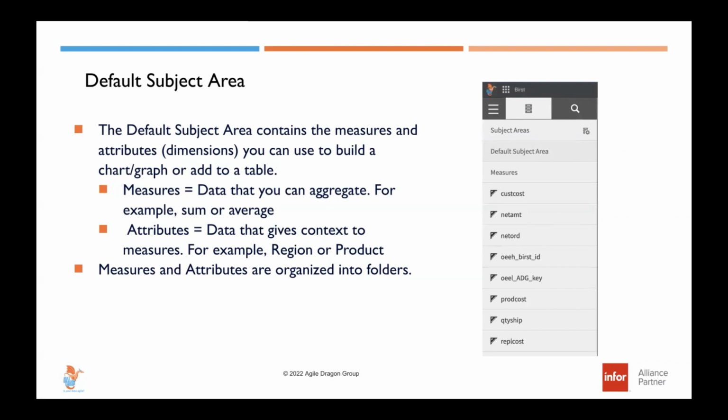Measures are data that are in your Birst space that you can use to perform aggregation, for example, a sum or an average or a max value. Attributes are data that gives context to measures, for example, region or product. In an example where you would want to see the total value of sales broken out by region, the value of sales would be your measure, and the region would be your attribute. Measures and attributes in your Birst space are organized into folders as seen here.